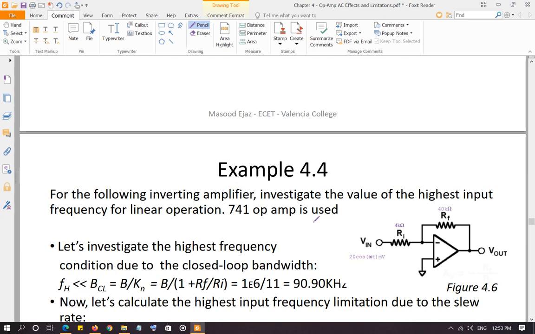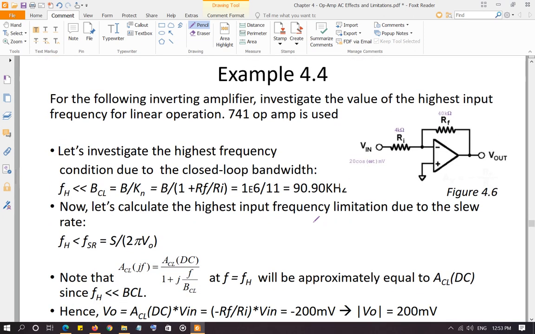So there are some examples. In this example, again my amplifier is the inverting amplifier, RI is 4 kilo ohm, RF is 40 kilo ohm, and the input is 20 cosine omega t. It is asking what must be the input. Observe that I did not choose any value of omega or f here. The question is, what should be the maximum value of omega or f in order for the output to linearly follow the input? So I have to check both conditions: FH should be quite smaller than BCL, and FH should be smaller than FSR.